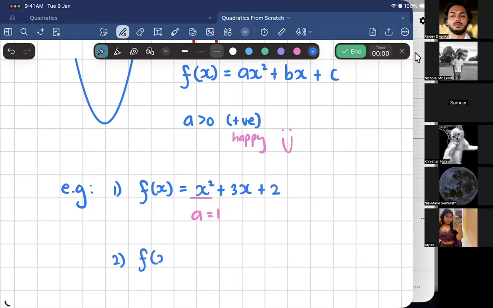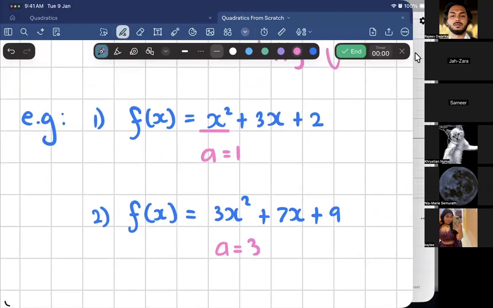Okay, let's look at another function. f of x is equal to 3x squared plus 7x plus 9. Could anybody tell me what the value for a is over here? Quickly, what's the value for a? 3. a is equal to 3. Would this have a maximum turning point or a minimum turning point?